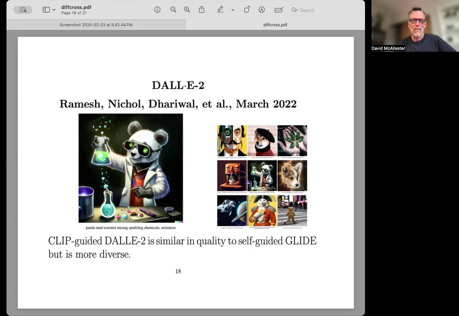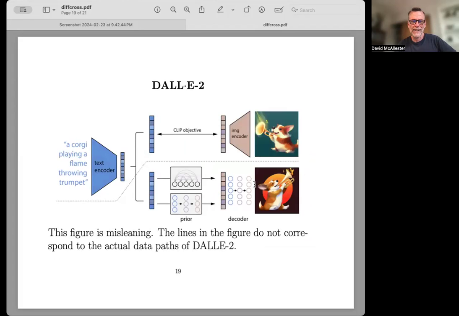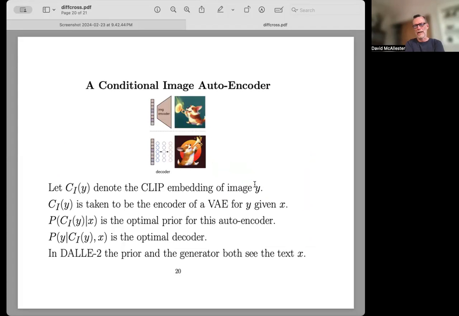And this is all work done at Google. But it did have one conceptual advance. I'm going to skip over this figure. This figure is misleading, but it's from the DALL-E 2 paper. Really what's going on in DALL-E 2 is that they reinterpreted the CLIP vectors. Recall that if I've got an image Y, it has a CLIP embedding. So I'm going to write C sub image, C for CLIP, the image embedder for CLIP. This is the CLIP embedding of the image Y.